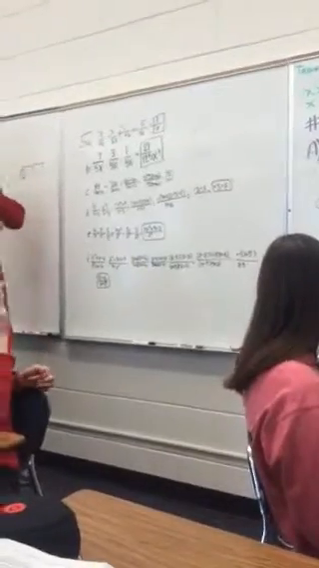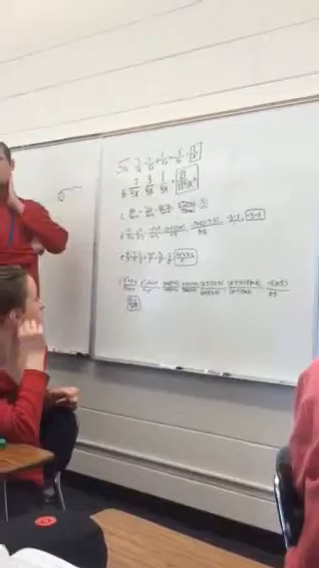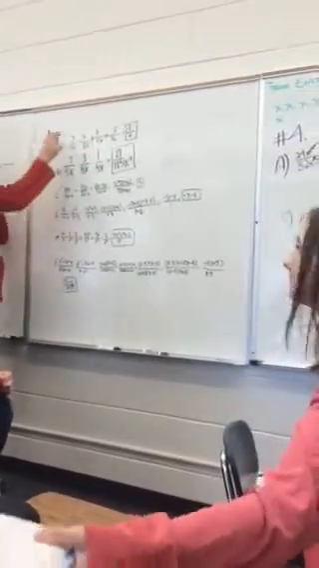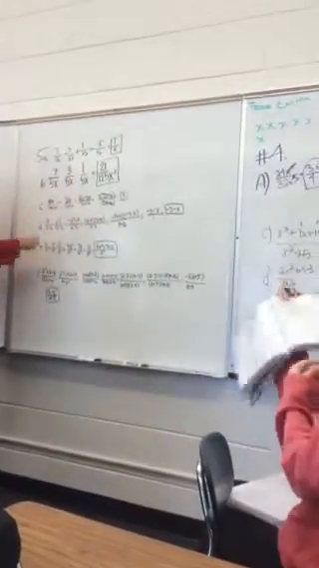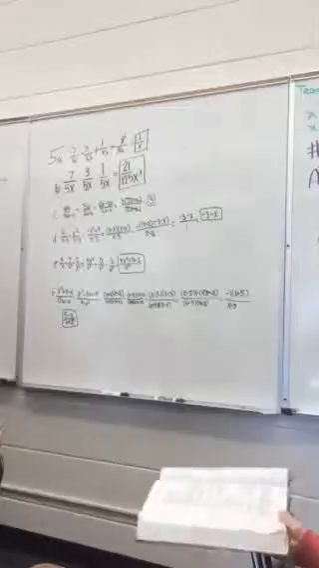Okay, 5a, they already had a common denominator. So all you had to do is subtract and add the numerators. 7 minus 3 plus 1 is 5. 5 over 5x cancels.